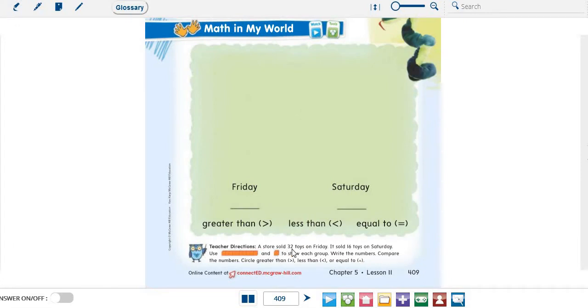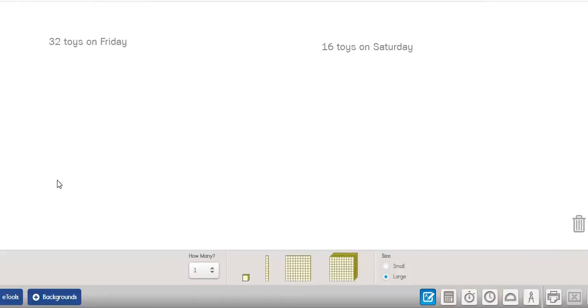A store sold 32 toys on Friday. It sold 16 toys on Saturday. Use 10 base blocks to show each group. Write the numbers, compare the numbers. Circle greater than, less than, or equal to. Okay, so good. Let's model the example.